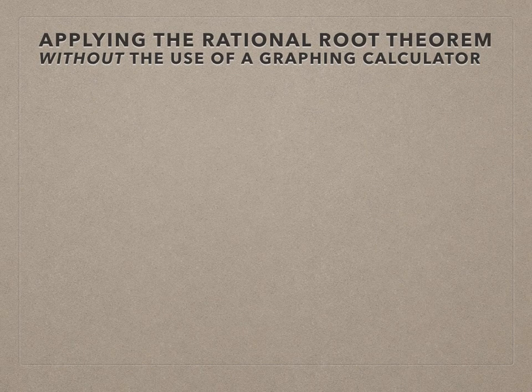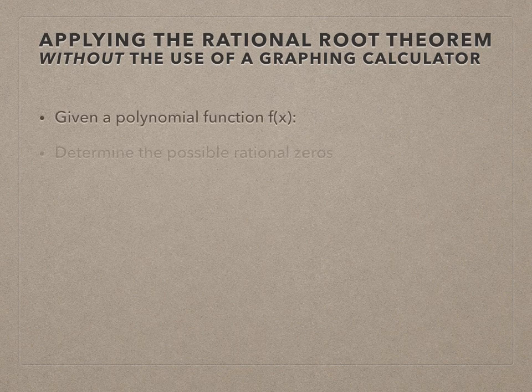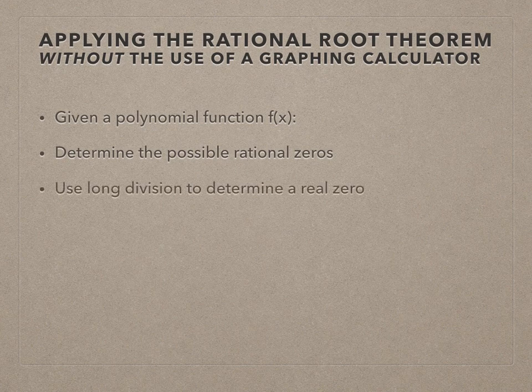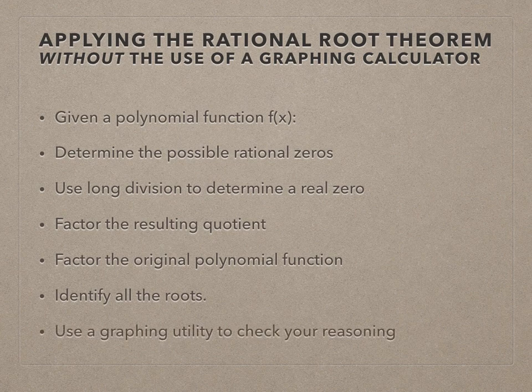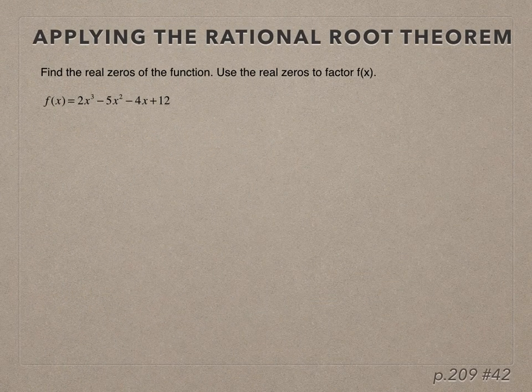Applying the rational root theorem without the use of a graphing calculator, we will be given a polynomial function f of x. We'll determine the possible rational zeros and then use polynomial long division to determine a real zero. From there, we'll factor the resulting quotient, then factor the original polynomial function to help us identify all of the roots. We'll do all of that without a graphing calculator, but our last step will be to use a graphing utility to check.